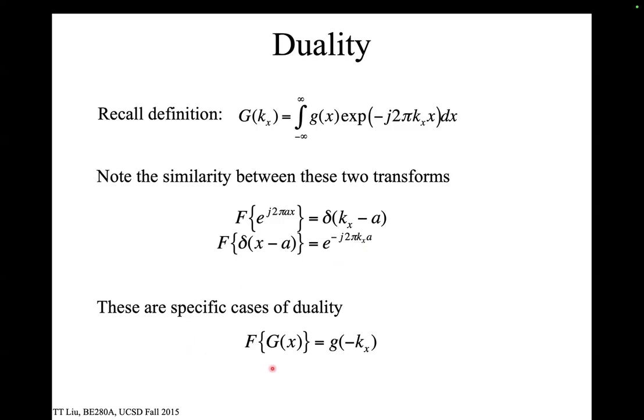And this is called duality. If I have a function g of x, and I take its Fourier transform, and then take the Fourier transform of that, what I get is the little g, but I have to reflect the output around the origin.